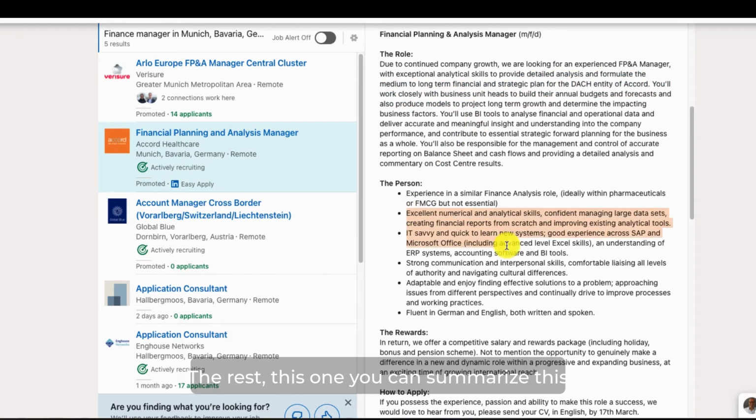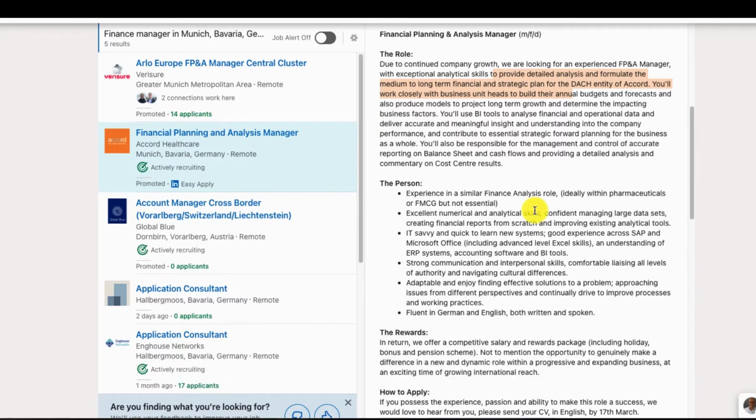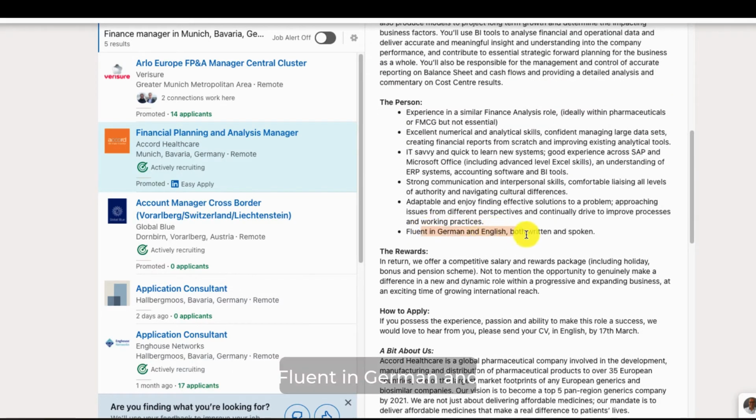The rest, you can just summarize as, in addition to my standard finance manager skill set, and that covers everything. And then you focus on the things that actually differentiate this position from a traditional standard black and white finance manager position. Fluent in German and English. This is going to be non-negotiable, so if you don't have it, it's not going to fly.